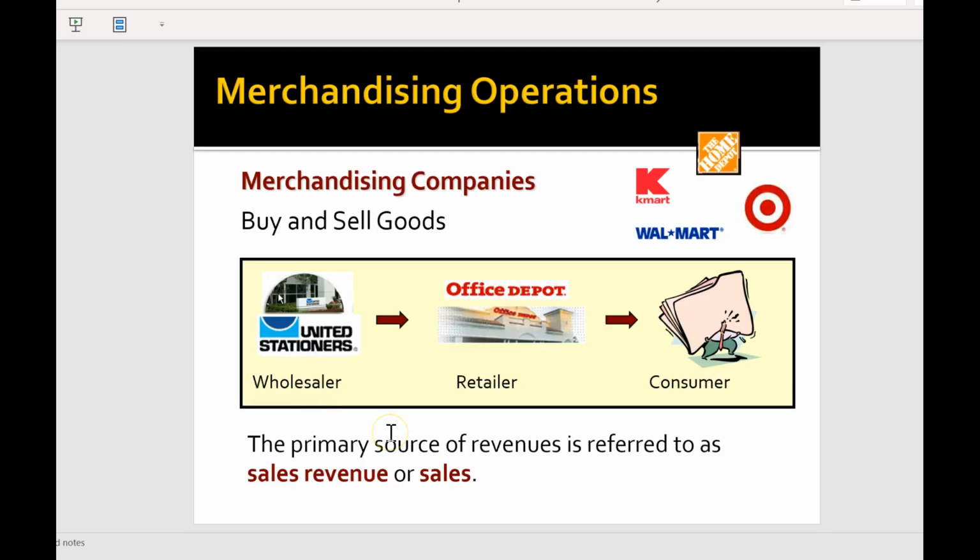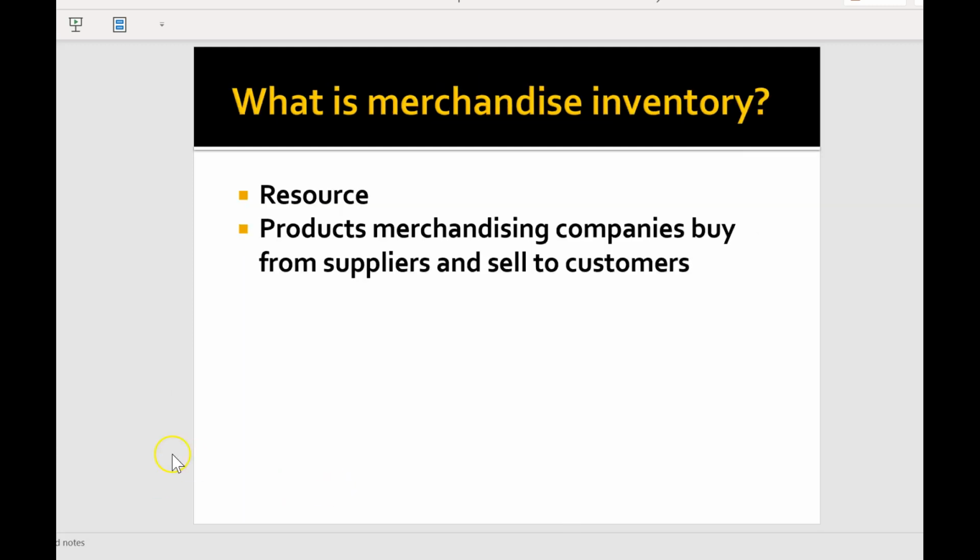So first of all, when we talk about merchandise inventory, we will talk about merchandising companies, those companies who buy and sell goods to profit. Companies in this category include something we are very familiar with, Walmart, Target, Home Depot, and so on. So what is merchandise inventory? It is obviously an asset, so it's a resource to our company, and it is the products that the companies buy and sell to gain profits.